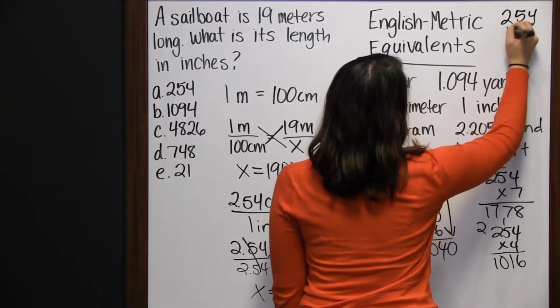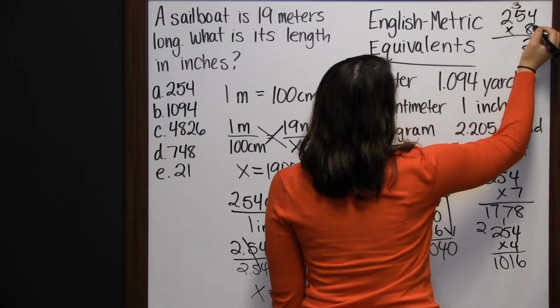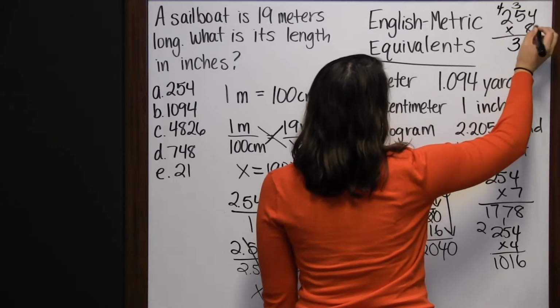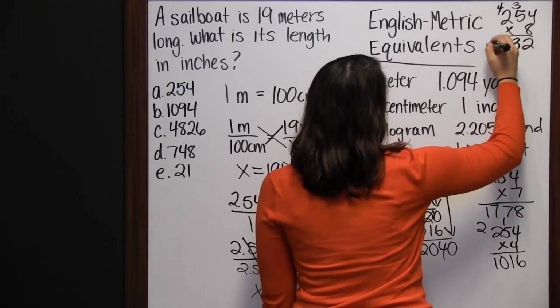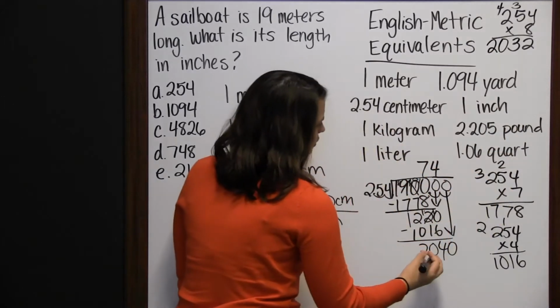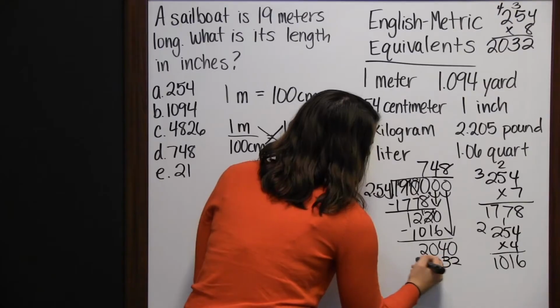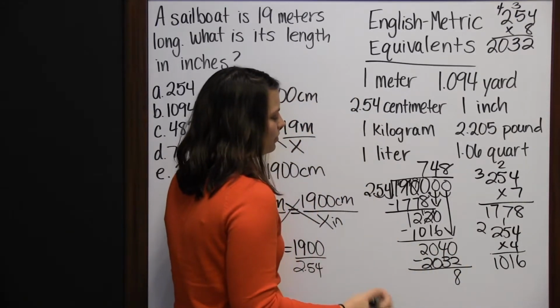254 times 8. 8 times 4 is 32. 8 times 5 is 40, plus 3, 43. 8 times 2 is 16. 16 plus 4 is 20. So it's 8 times is correct, and it's 2,032. We subtract and we get 8. And that would be our remainder.